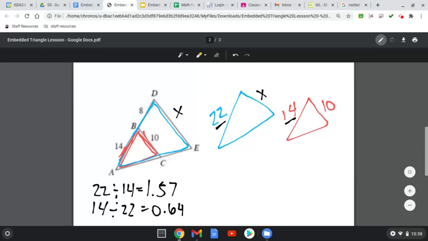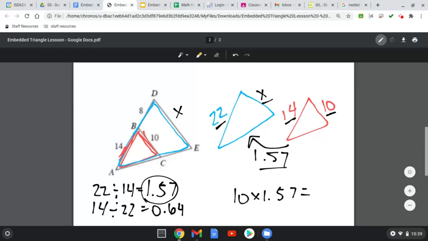The x is on my bigger shape, so I think I'm going to do the arrow towards the bigger shape. That'll make it easier when I'm doing my calculations. So going towards the bigger shape, I want my scale factor to be bigger than 1. So I'm going to choose this 1.57. If you chose the other scale factor of 0.64, you'd still get the right answer. So I need to do 10 times 1.57 to figure out what my x is. So 10 times 1.57. So I got 15.7 as my final answer.